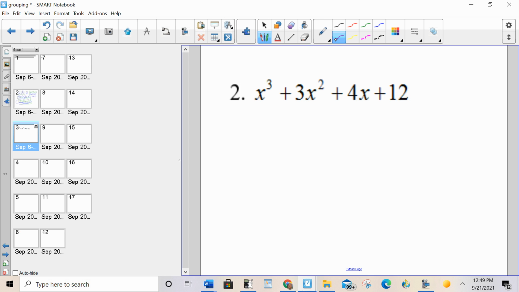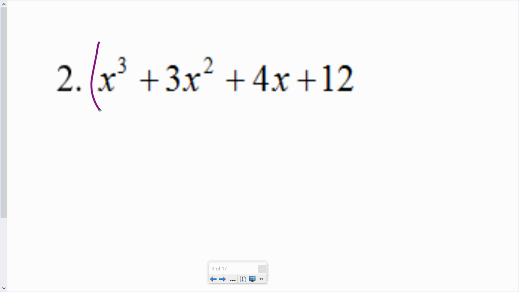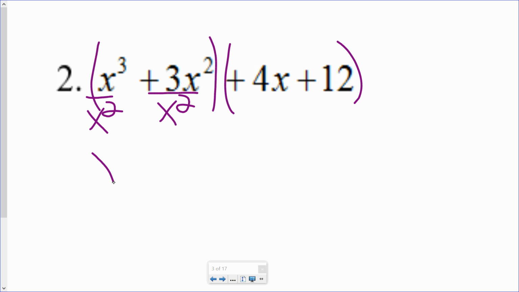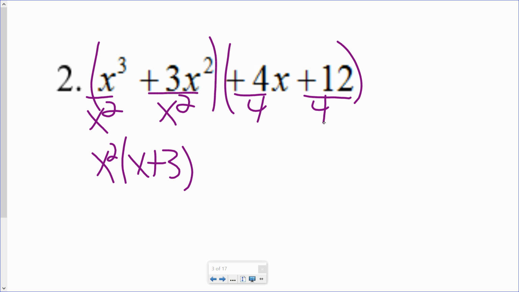So let's go purple and let's group. The GCF of the first group is x squared. The GCF of the second group is 4. I have to put a sign there, so if it's a positive 4, I put plus 4. Notice when I do that, I end up with the same thing there. That must be the case when you're doing grouping. If it's not, you made a mistake, or it just doesn't factor.